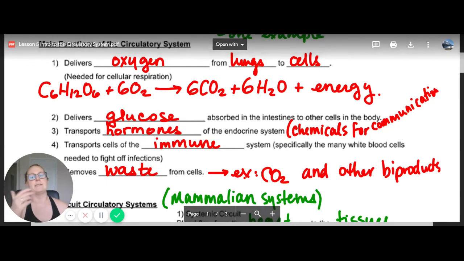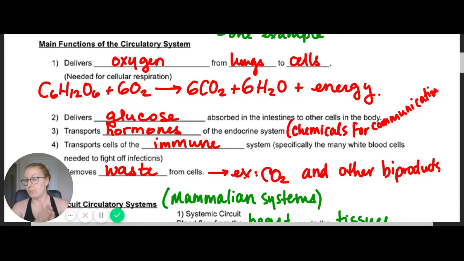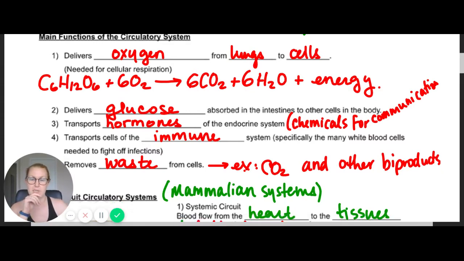Also mentioned previously, it needs to transport our hormones of the endocrine system. Those were the chemicals that are used for communicating between different organs and organ systems. We also need it to transport immune system cells, such as the white blood cells and so forth that are needed to fight off infections.